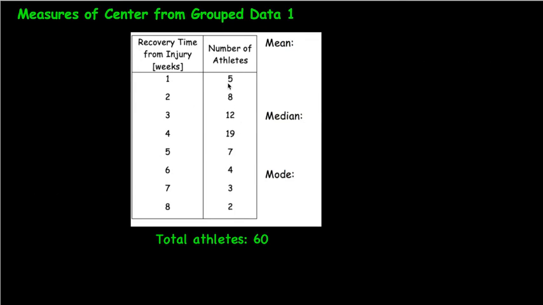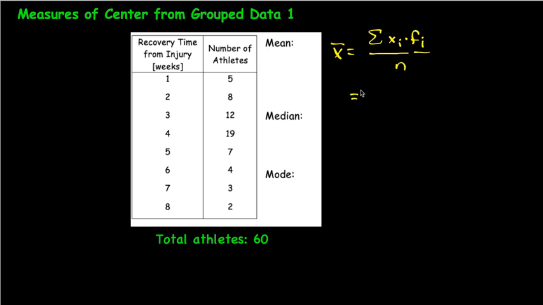This set of data is a bunch of athletes, 60 athletes total, and how long it took them to recover from injury. In this frequency table, we had 5 that took 1 week to recover, 8 athletes took 2 weeks to recover, and so on. To find the mean of this set of data, here's our mathy notation: the sum of the class mark times the frequency of each class, divided by our total number.